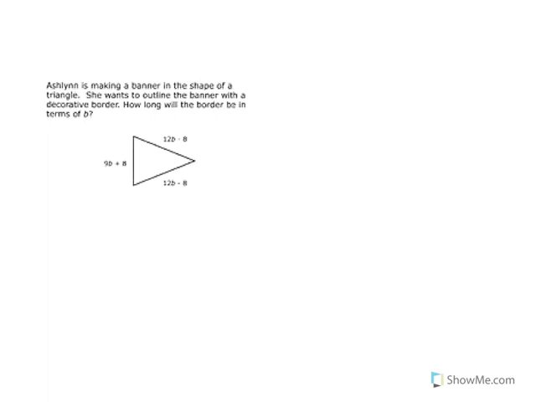I enlarged the picture from the quiz, so it's kind of blurry. But this question is saying Ashlyn is making a banner in the shape of a triangle. She wants to outline the banner with a decorative border. How long will the border be in terms of B? So I'm looking for how long it's going to be all the way around, which is the perimeter. If I'm looking for a perimeter, that means I know I'm going to add up all my sides.